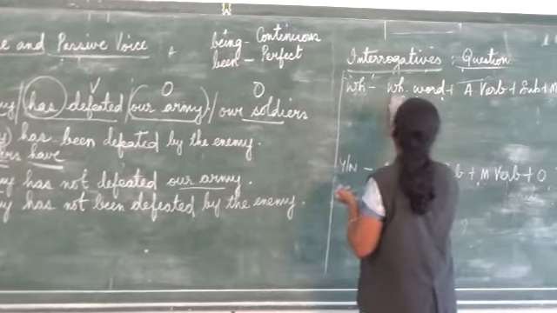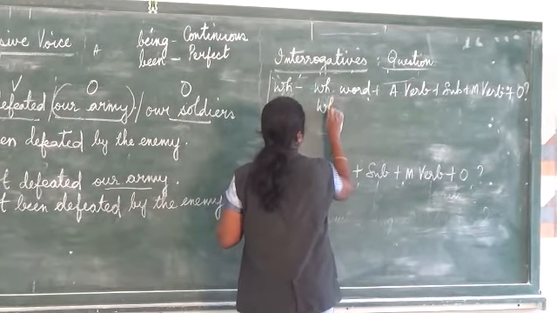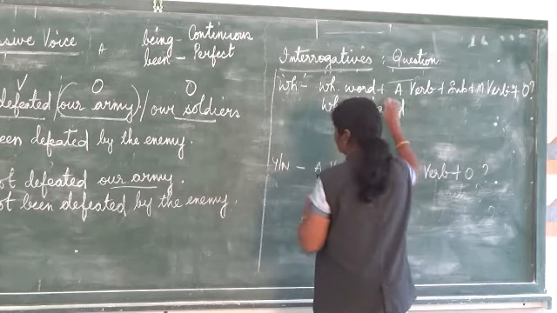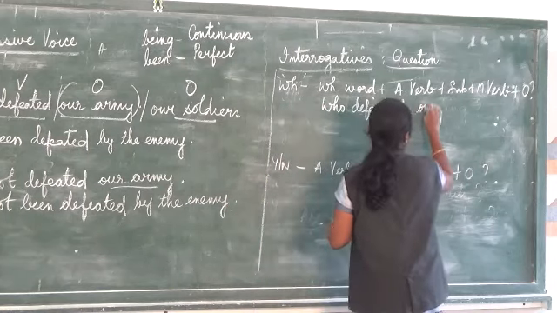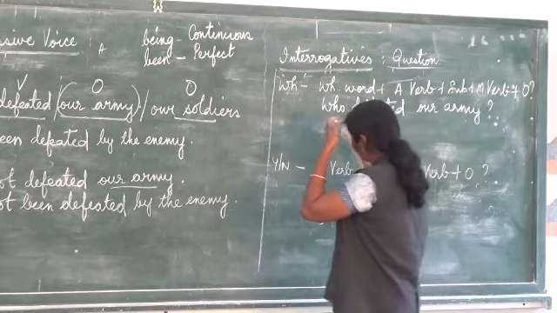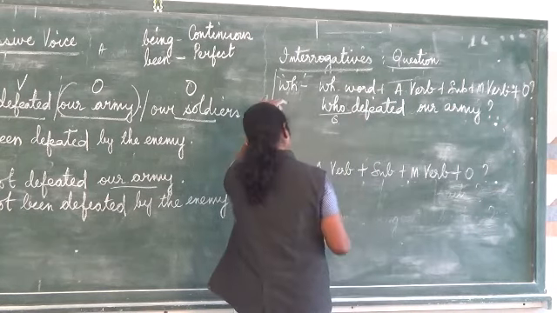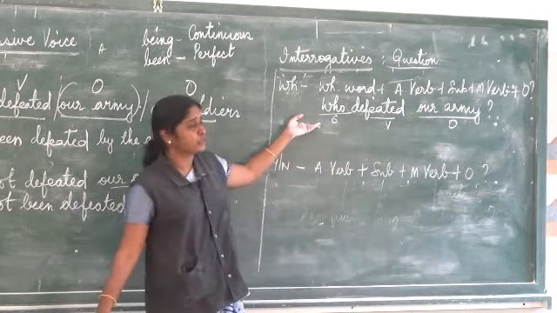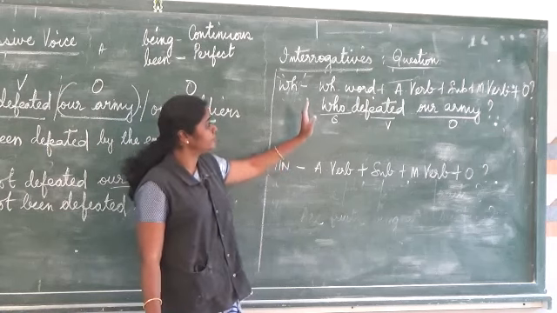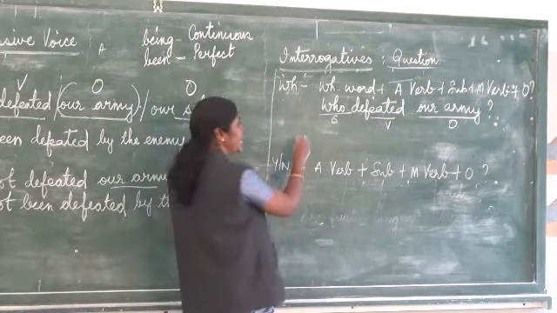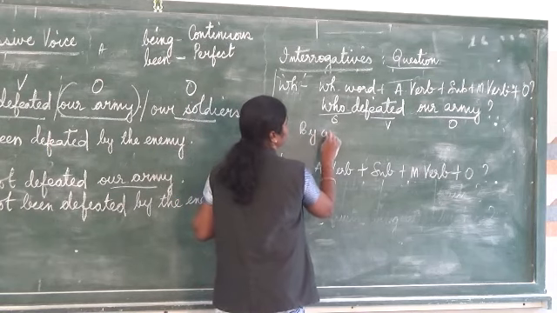Okay. So the first question I will take it as who defeated our army? Is it clear? So now this who, it comes in the place of subject. This is verb and this is object. So just a few minutes before I told you, if you have an active sentence beginning with who, obviously the answer should begin with by whom.